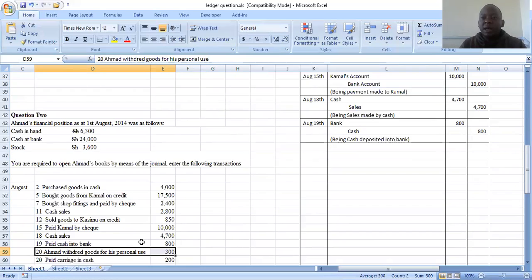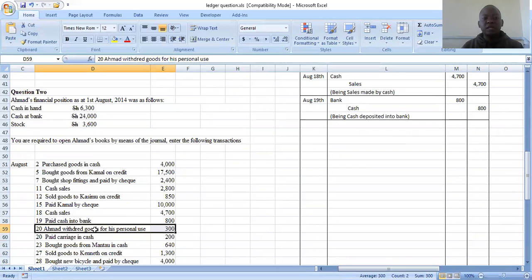So whenever the owner of the business takes out something, either cash or bank or goods from the business for his personal use, that goes to the drawings account. It is taken out from the business. So drawings is a deduction in capital, and whenever capital decreases, we're supposed to debit. So therefore, we shall debit drawings account.